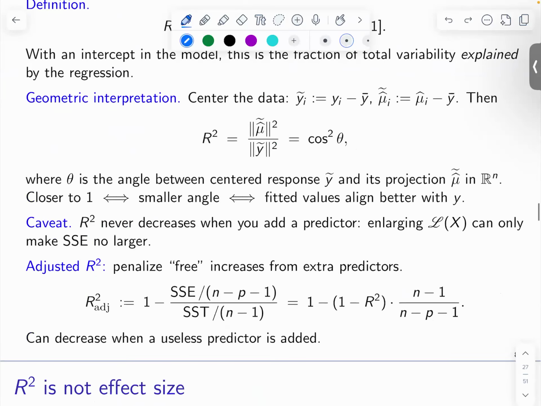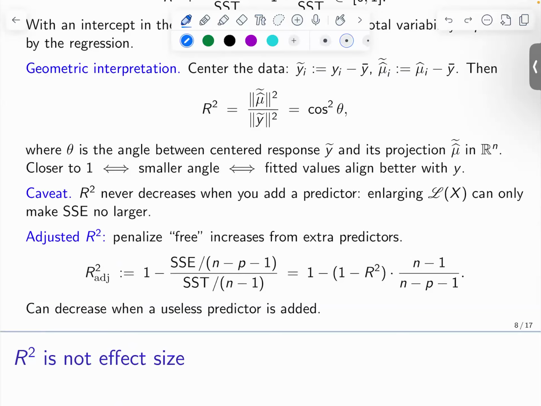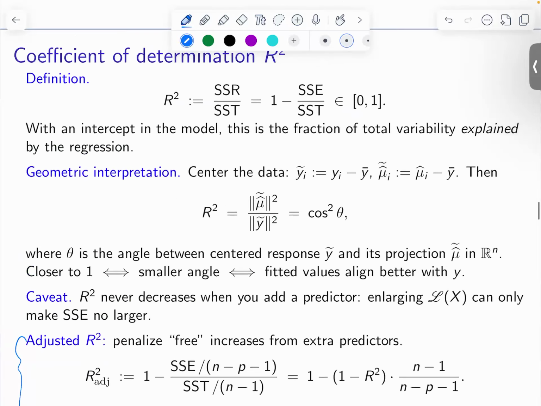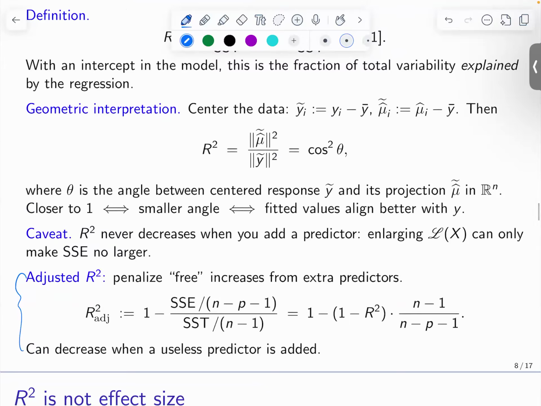So one way to fix this, and we'll see in one of the later lectures, a simple way of fixing this is to look at adjusted R squared. So rather than looking at these SSE and SST, you divide by the degrees of freedom, and then you divide them. So you look at the MSE divided by, you can call it MST if you want. And so you can write this in terms of the original R squared. There's this factor here.